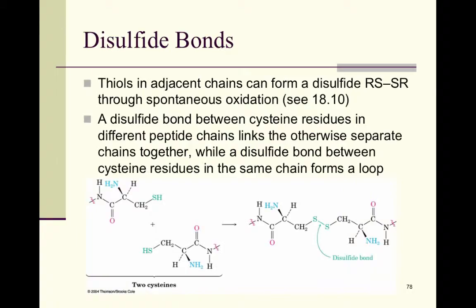Disulfide bonds. We got to see a preview of these when we saw insulin. And did you notice that the disulfide bond was attached to cysteine? Let's take a look. Thiols in adjacent chains can form disulfide bonds through spontaneous oxidation. A disulfide bond between cysteine residues in different peptide chains links the otherwise separate chains together, while a disulfide bond between cysteine residues in the same chain forms a loop.